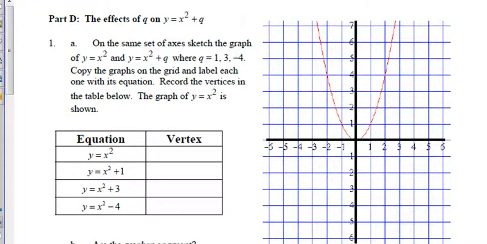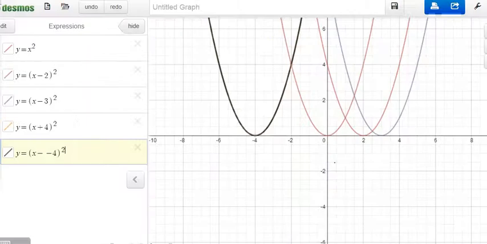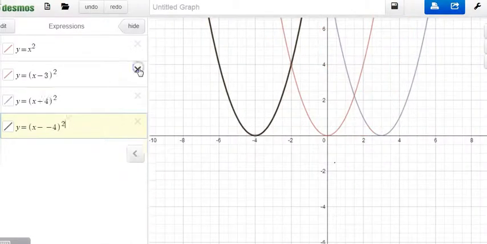Part D, the effects of Q on y equals x squared plus Q. First we square the x, then we add the Q. On the same set of axes, sketch graph y equals x squared plus Q, where Q is 1, 3, and negative 4. So let me go to my set of axes and just clear these out.